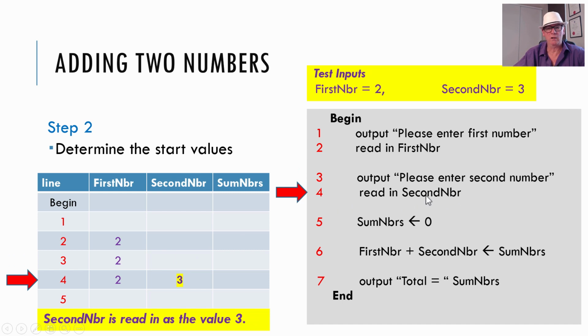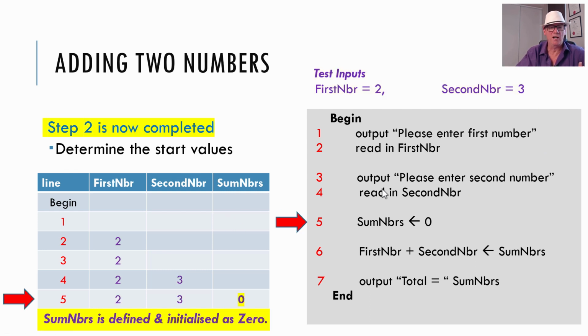We read that in and put it in computer memory. So for line 4, first number is just staying the same at 2. We don't have some numbers yet, so that's blank. But second number, they've just typed it in, and they've typed in a 3 because for our test inputs, the second number value that's being used is the number 3. Okay, so that's kind of finished step 2. We've got all our start values. Well, no, we haven't quite finished yet, sorry.